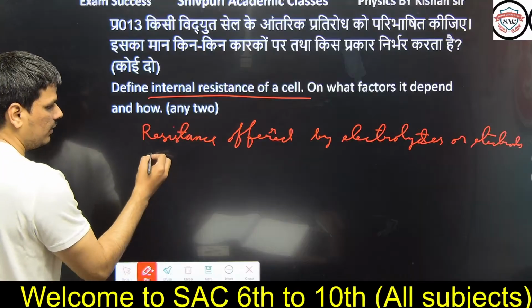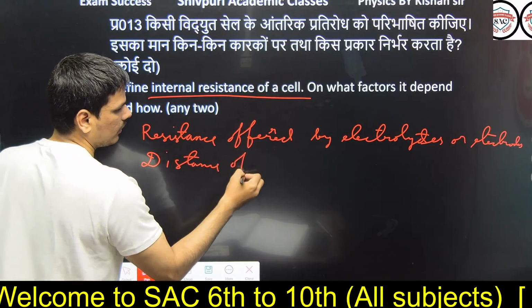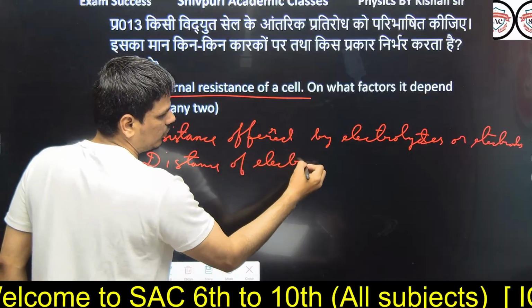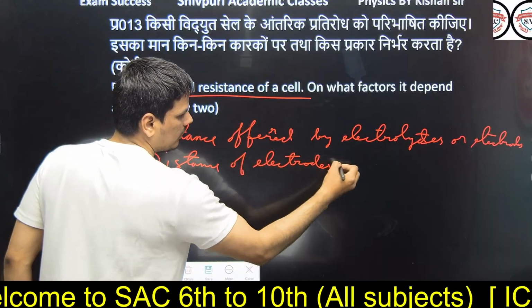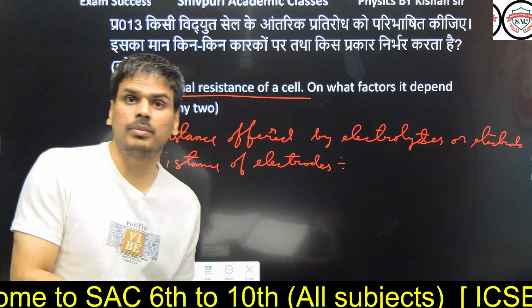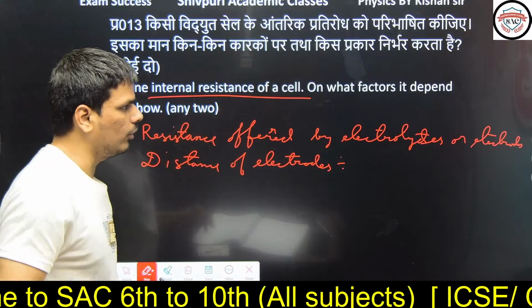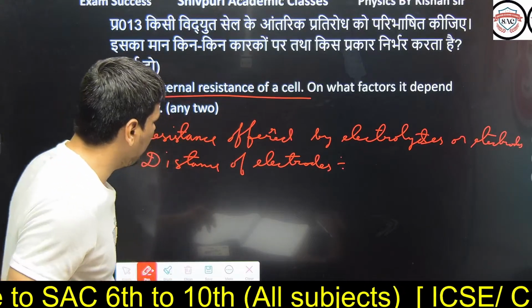The first thing is the distance of the electrodes. If the distance between the electrodes is larger, its resistance will also be more. So if we increase the distance between the electrodes, then the resistance will also increase.